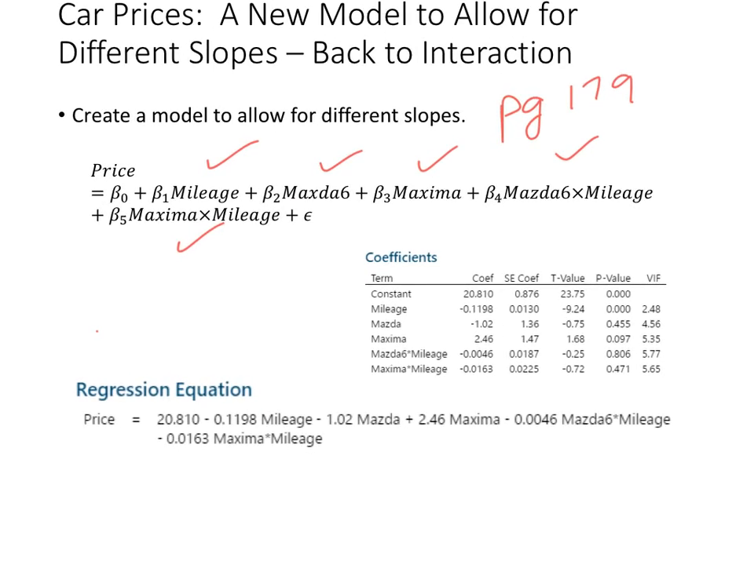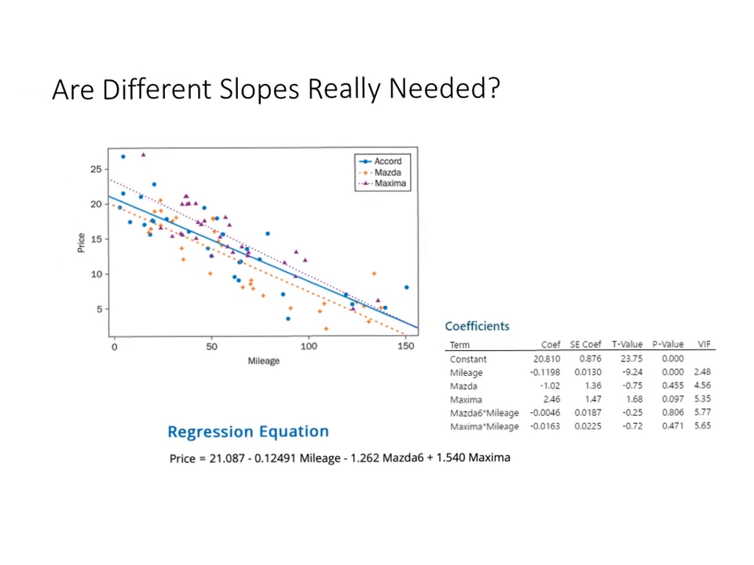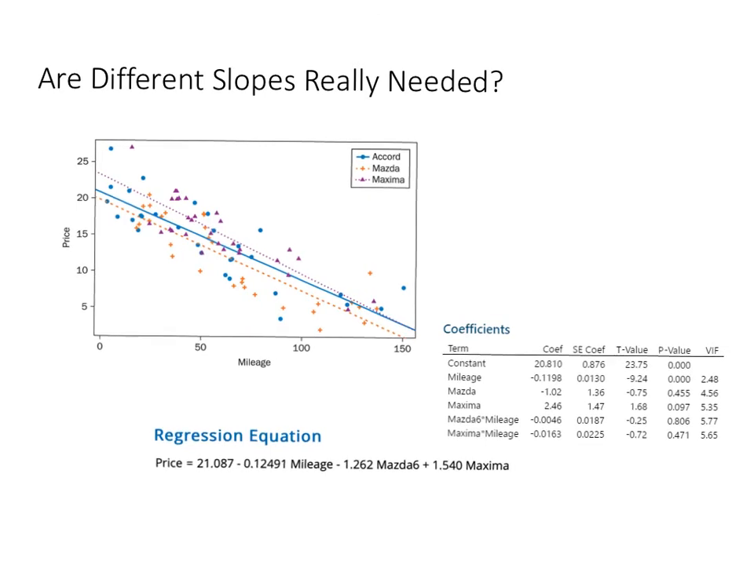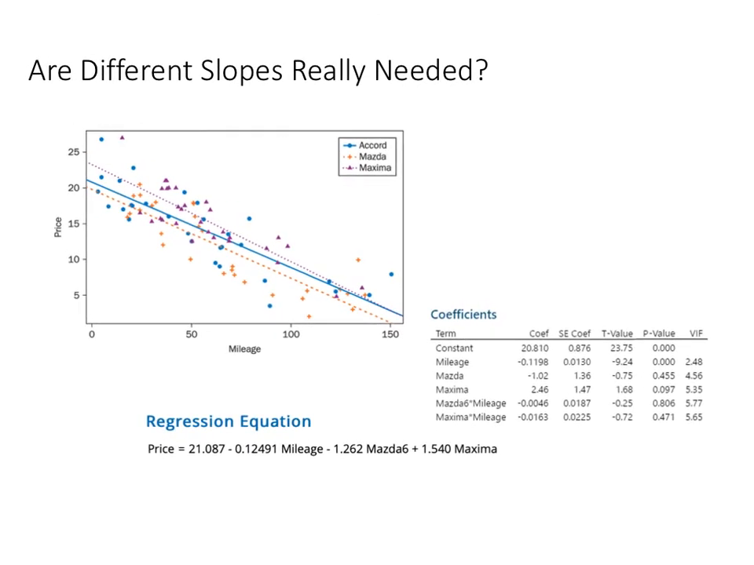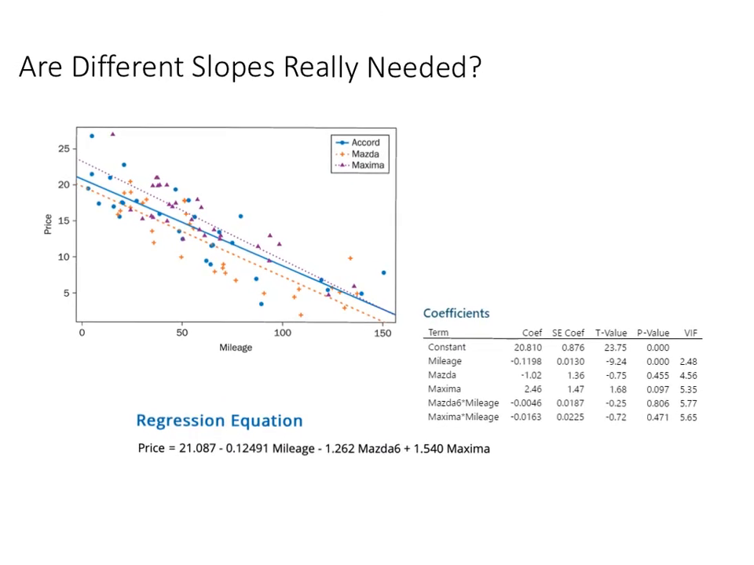Okay, and so here's the output that we get when we run, and we're going to assess this in a moment. That's the Minitab output. So the question is, are different slopes really needed? If you take a look at the scatter plots with the best fit line using the model that we just suggested that had the interaction terms, what we can see is that if you look at these p-values for the interaction terms, neither one of the terms seems to be significant.